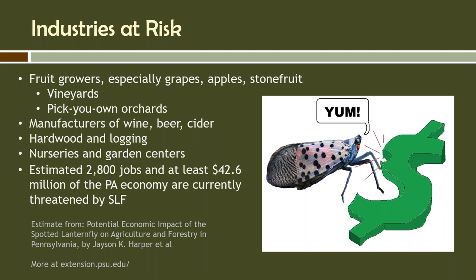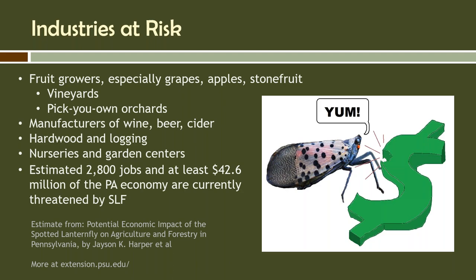Different agricultural products used in the production of alcohol, hops, apples, grapes, used for making beer, wine, and cider. These industries are also at risk of taking an economic hit from the lanternfly. Hardwood and logging, trees such as black walnut, which can be common in lumber and wood making, are at risk from lanternfly.